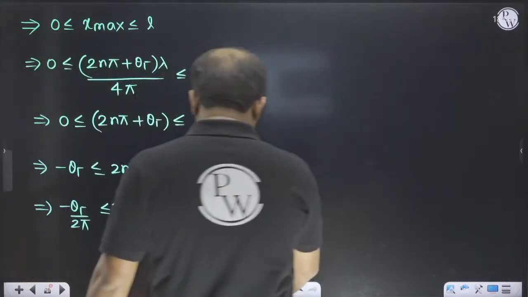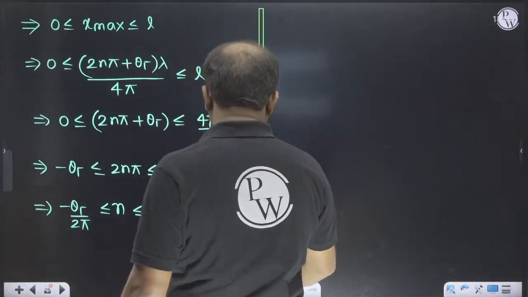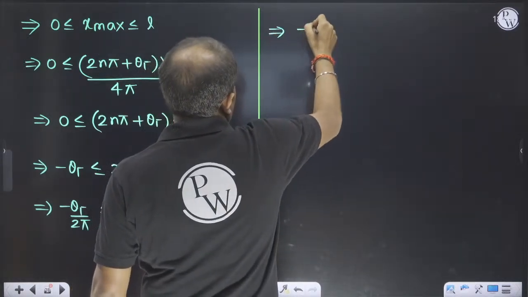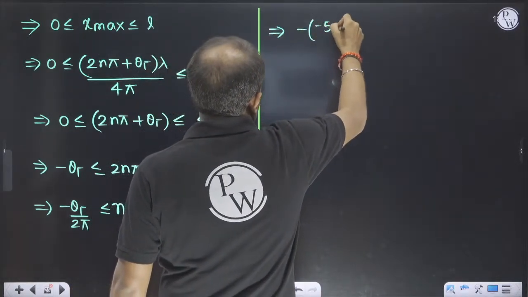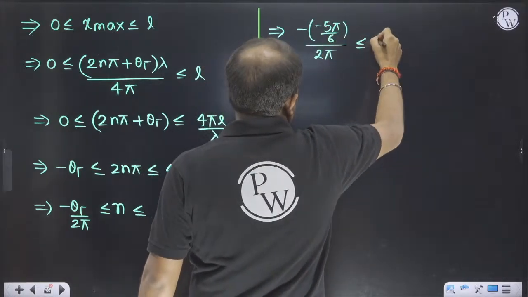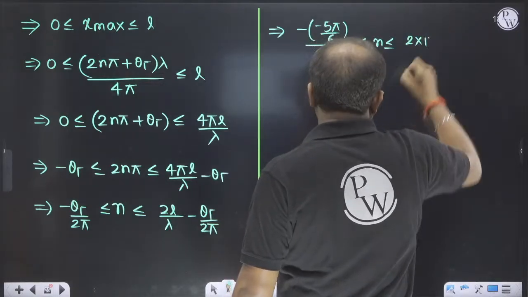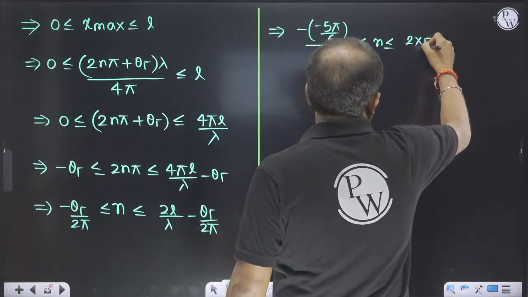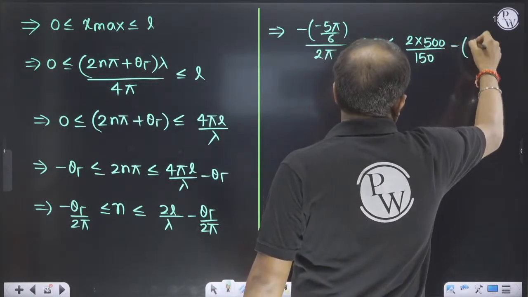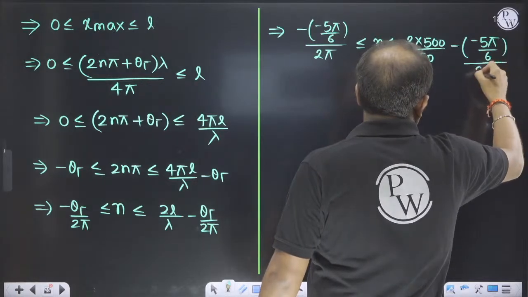So we have calculated the range of n. So what is θγ? Minus 5π by 6. So I will put θγ as minus 5π by 6 divided by 2π, and this is n. What is L? L is 500, divided by 150, and what is this one? θγ minus 5π by 6 divided by 2π.